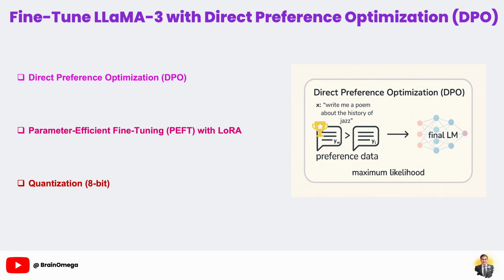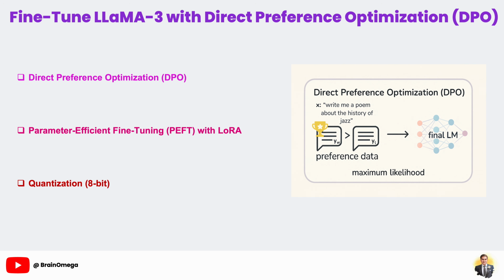Direct Preference Optimization, or DPO, is a revolutionary, more direct approach, and today we're going to implement it from scratch to fine-tune the powerful Llama 3 model. In this video, we'll cover the entire pipeline. We have already explained the theory of DPO, so we'll dive into the code using cutting-edge libraries like Hugging Face's TRL and PEFT. We'll use techniques like LoRA for memory-efficient training and quantization to make this all possible on consumer-grade hardware.